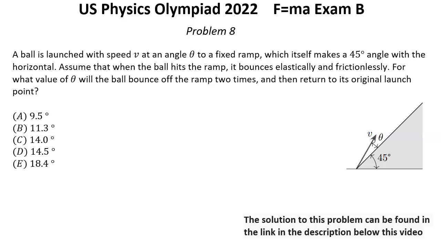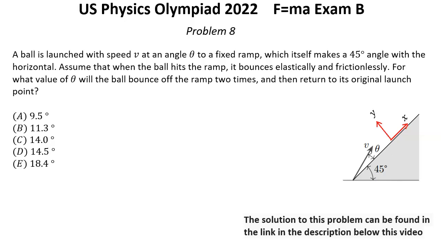Solution for problem number 8. First, let's use another coordinate system, which looks like this. Axis x going along the incline and y going perpendicular. In that case, we have new initial velocities and new accelerations due to gravity. We have Vx equal v cosine theta, Vy equal v sine theta, Ax equal negative g over square root of 2, and Ay equal negative g over square root of 2.